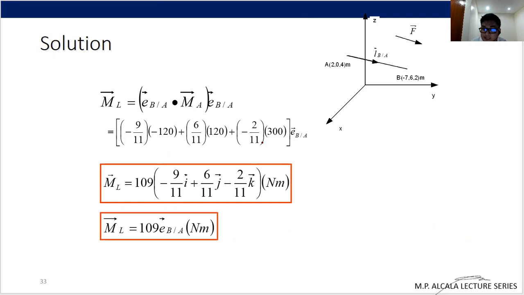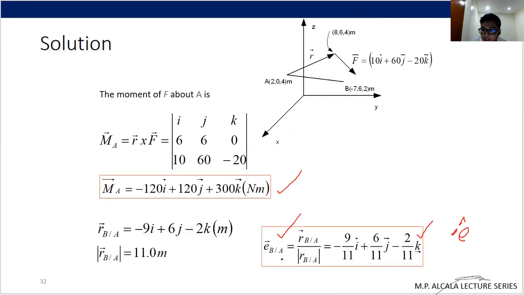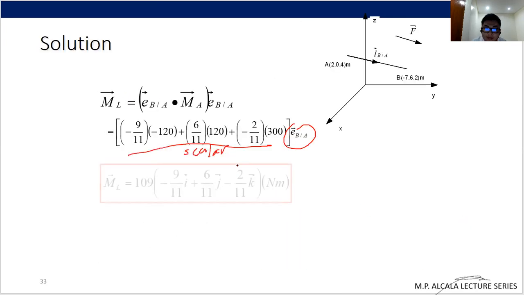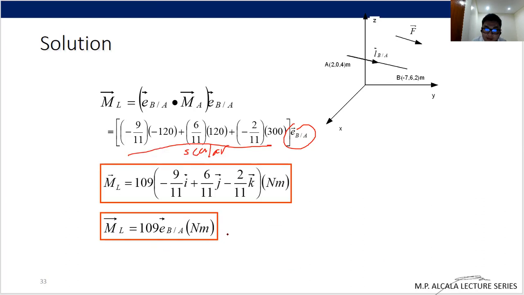A scalar came out. This is a scalar quantity. But sir, when it's a moment, it's a vector, right? Why is this scalar? But wait, there's more, because you will later have a simple scalar multiplication. A scalar multiplied by a vector is simply a vector. Take note of that. Summing up everything gives us 109, and multiplying again by EBA, we get the following: ML is simply 109 EBA.